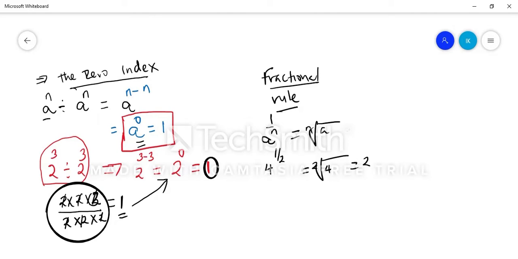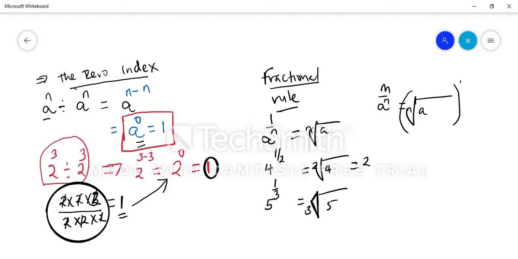If we have 5 to the power of a third, then that is equivalent to the cube root of 5. Okay, the same again, we can have a to the power of m over n. This is the same as finding the nth root of a, then power m.